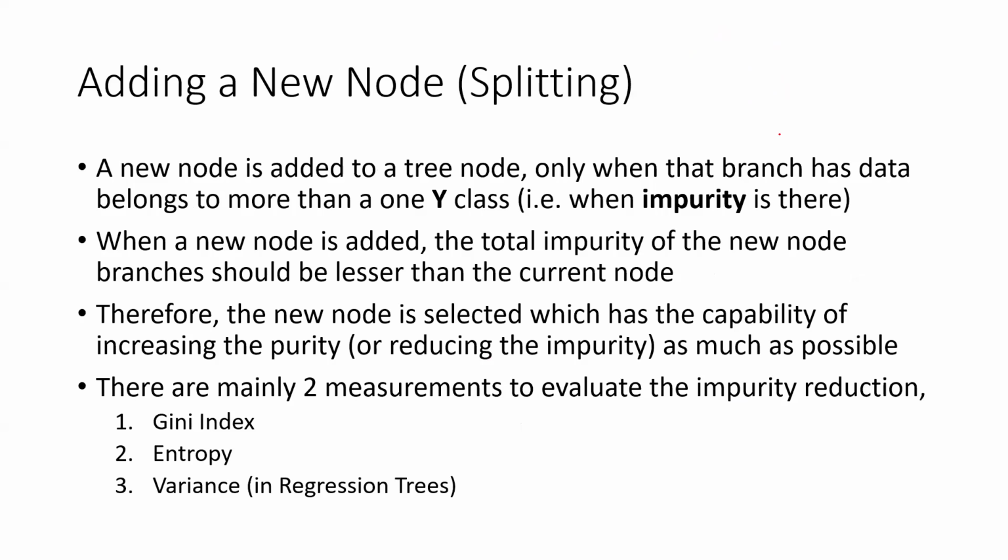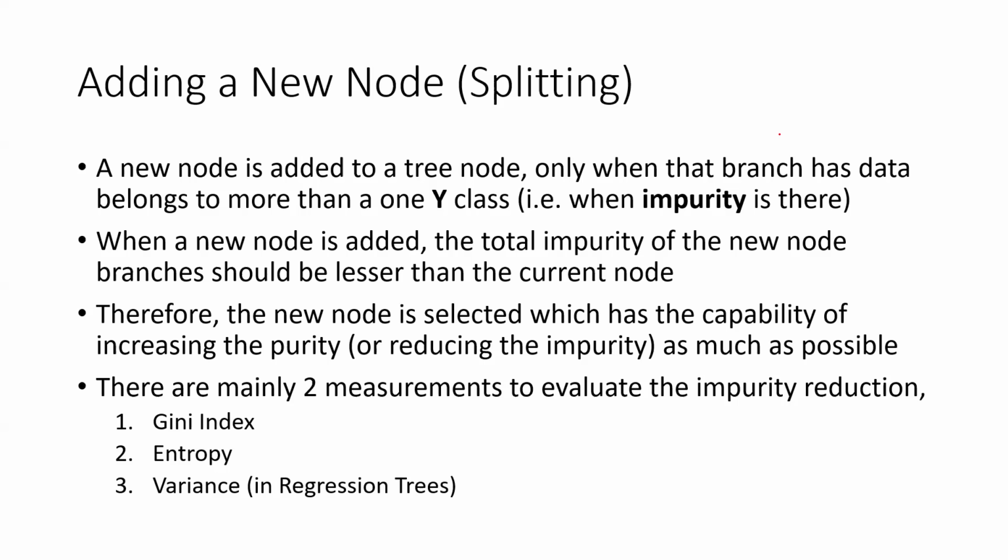So now let's see how to add a new node. The criteria of adding a new node into the decision tree, which is also known as splitting, is the first decision of the CART algorithm. When you add a new variable, you add it only when the new branching would reduce the impurity, right? So if there's no impurity reduction, you simply don't add any node, right?